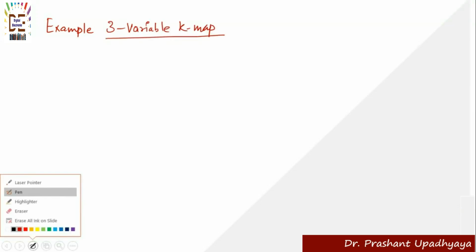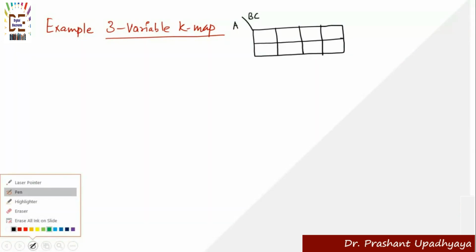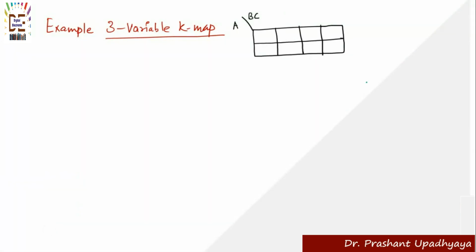So in the 3 variable K-map, if I draw the circuit like this, let's say I'm writing here A and BC, what will be the maximum pair I can have? 8. So I can have a maximum pair of 8. If I'm not getting the maximum of an 8 pair, what do I have to see? I have to see for the 4. So I can have a 4 pair like this, or a 4 pair like this.